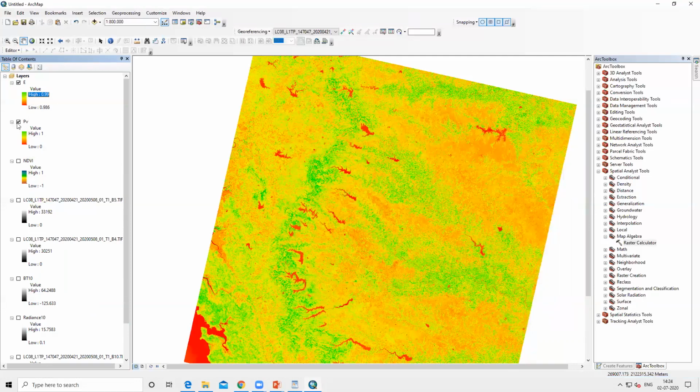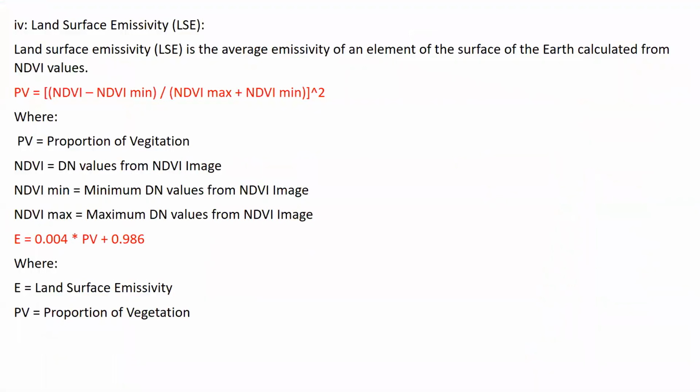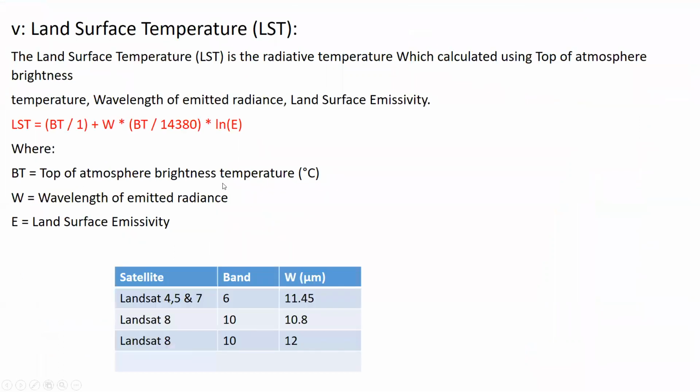I will uncheck this. So now our last step is to calculate land surface temperature. For calculating the land surface temperature, we have a formula: LST equals brightness temperature divided by 1 plus W. W means wavelength of emitted radiance, that is 10.8 for Landsat band 10, then BT divided by 14380 into ln E. So E is our land surface emissivity. This formula we are going to use for calculating the land surface temperature.